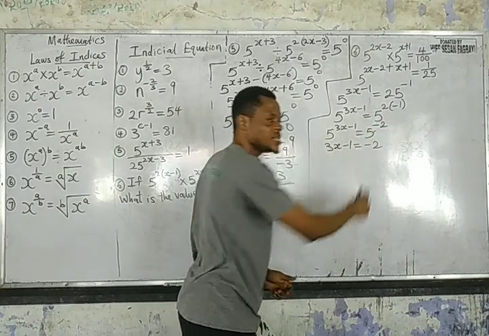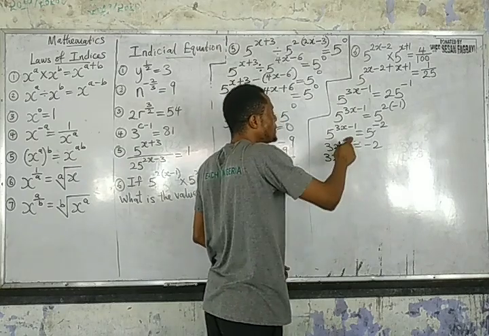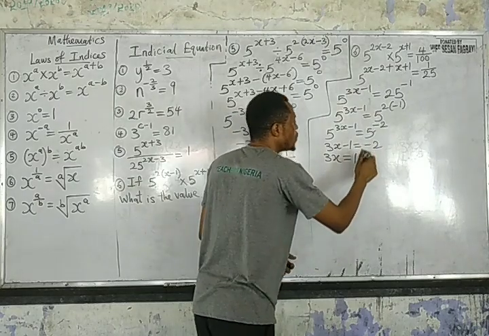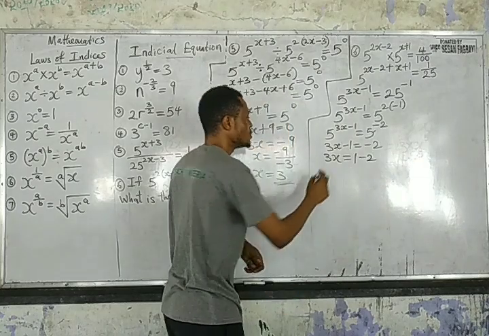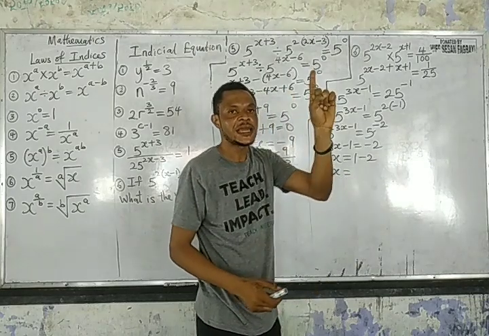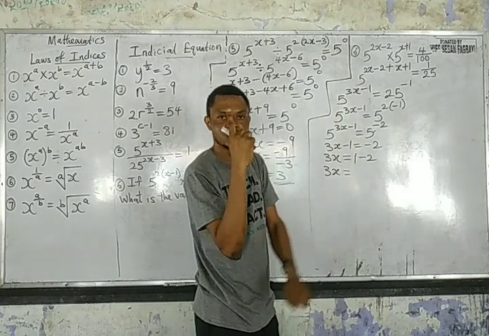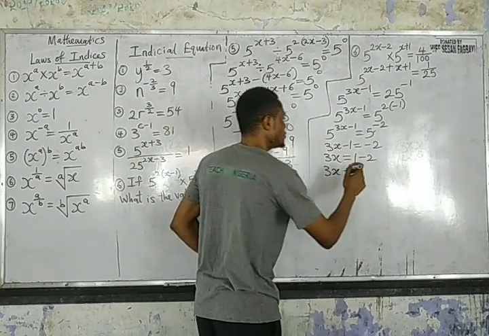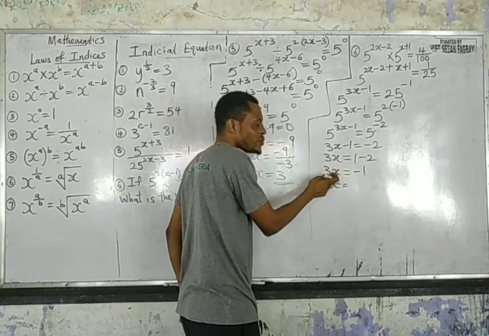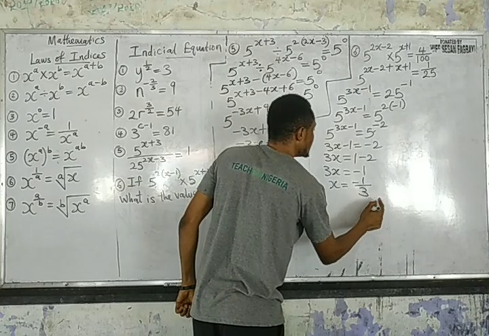Minus 1 comes here. We have 3x here already equal to minus 1 coming down there will become positive 1. Then we have what? Minus 2. 3x equal to 1 minus 2. I have 1 and I am owing 2. I pay the 1, then I'm left with minus 1. Then x is going to be, the coefficient of x here is 3, so it's going down here. Minus 1 all over 3.